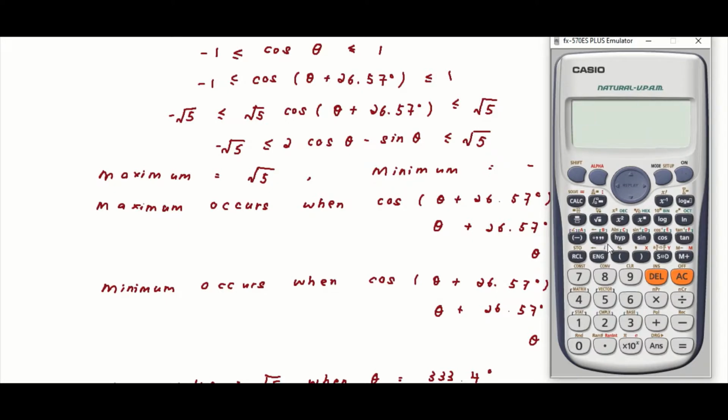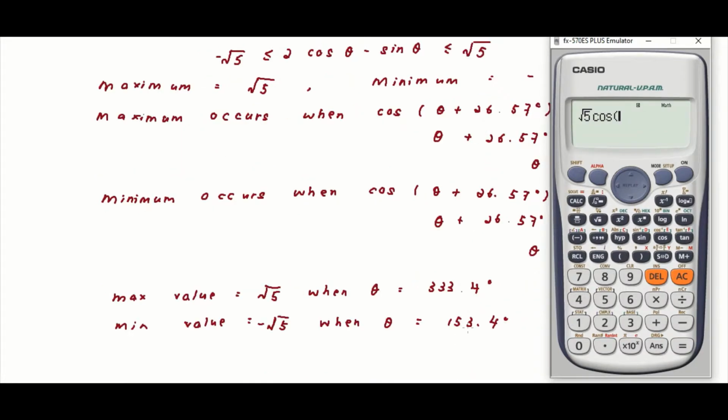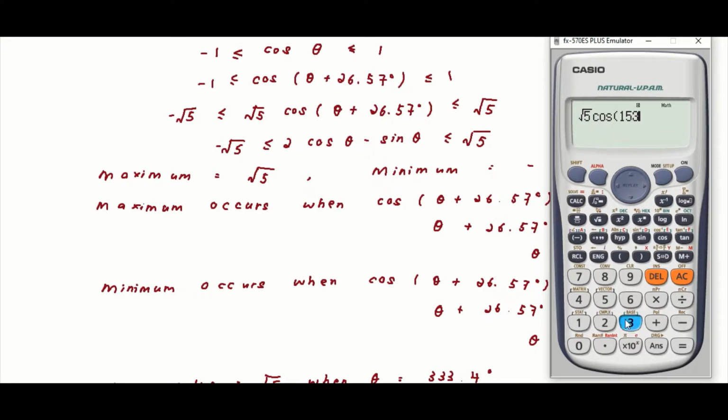Then you can try to do the exact same thing again. So square root 5, and then after that, multiply with your cos theta. The second value that you get is 153.4, and then plus 26.57. Okay, so you see you should get negative, which is negative square root 5 that you have. So this is to prove that your answer is correct.